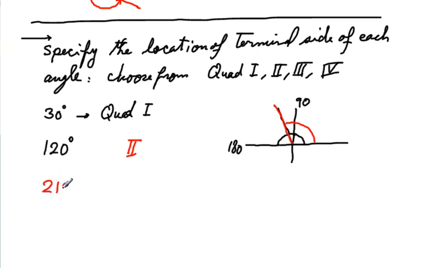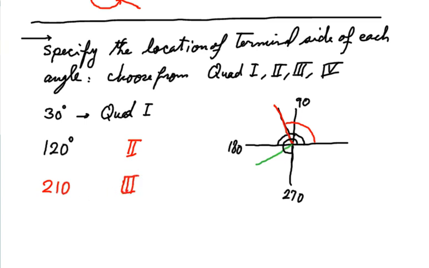How about 210? So if this is 180, what's the angle down here? If I come here, I've gone through 3 right angles. That makes this 270. So if my angle is between 180 and 270, I'm stuck in quadrant 3. So this is in quadrant 3.